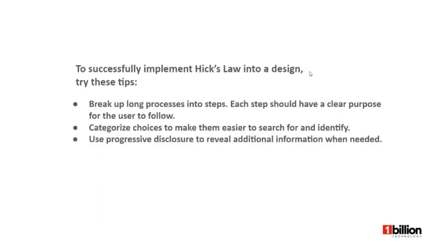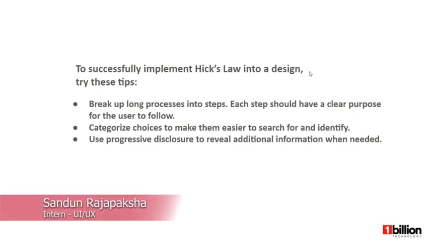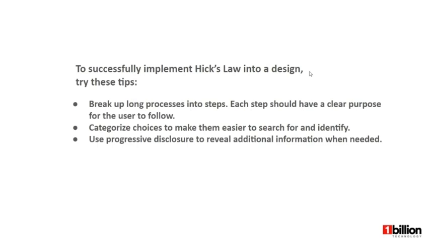Next, to successfully implement Hick's law into our design, we can try these steps. First one is break up long processes into steps. Each step should have a clear purpose for the user to follow. You can categorize choices to make them easier to search for and identify. Last one is use progressive, relevant additional information when needed. When following these three steps, we can implement Hick's law into our design perfectly.